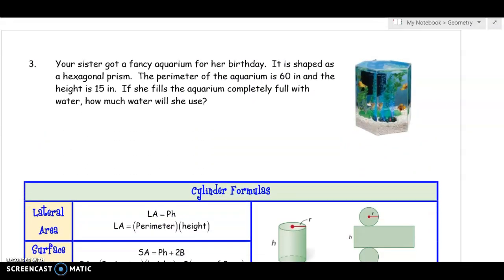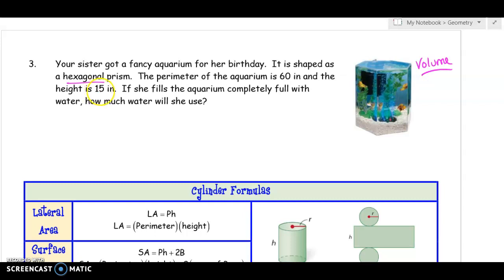For number 3, we've got this fancy aquarium. It is shaped as a hexagonal prism. That means that the base is a hexagon. The perimeter of the aquarium is 60 inches and the height is 15 inches. If she fills the aquarium completely with water, how much water will she use? So we're talking about filling this up with water. Since we're talking about filling it up with something, we're talking about volume. So we're trying to find the volume.